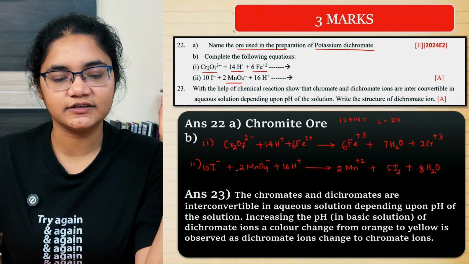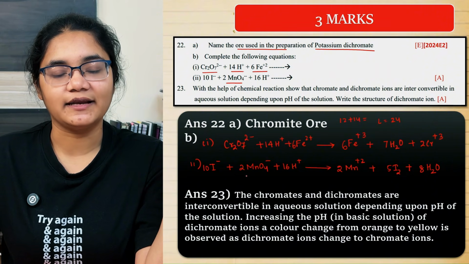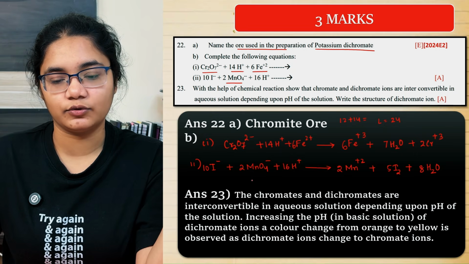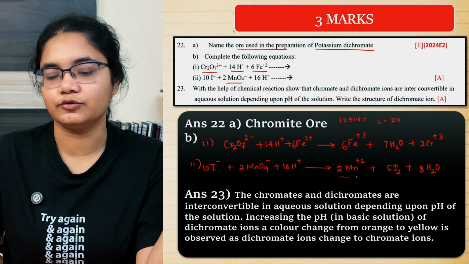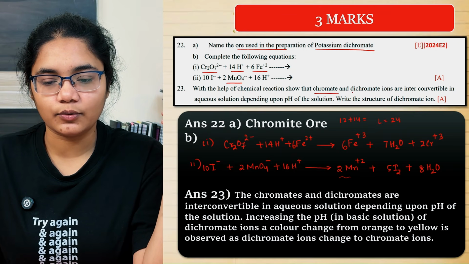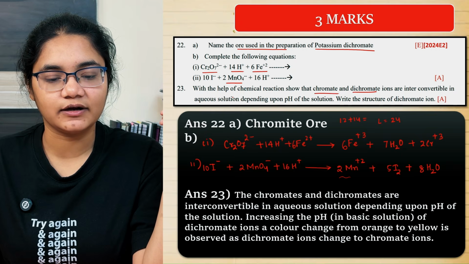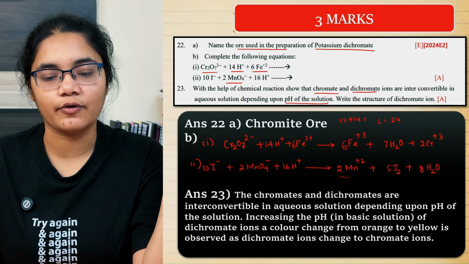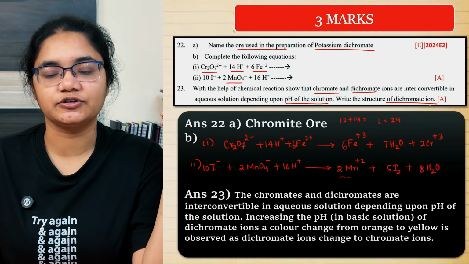Now the charge here: this side is -10, then this is -2, so -12, and -12 plus 16 means +4 on this side. And here also you can see +4 charge, right? So this is balanced. With the help of chemical reactions, show that chromate and dichromate ions are interconvertible in aqueous solution depending on the pH of the solution. Write the structure of dichromate ion.